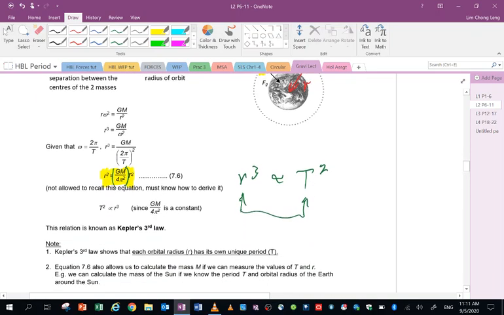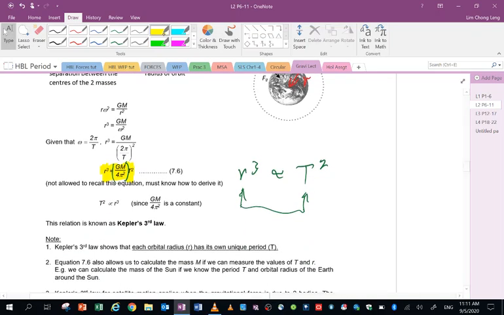Okay, so therefore we can make this conclusion that according to Kepler's law, for a certain radius r, there's a unique period. Okay, right. Point number two. Look at equation 7.6. There is a big M there. So you are able to find the mass of the bigger body if you know the period and the radius of orbit of the smaller body.